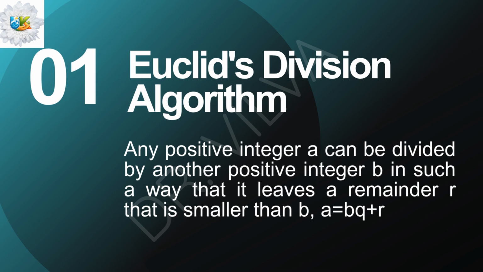Successfully, we have completed the first chapter. Important things to remember. Euclid's division algorithm: for any positive integers a and b, if a is divided by b, then we can write a as b times q plus r. R is the remainder. R can be 0 or some integer which is less than b.